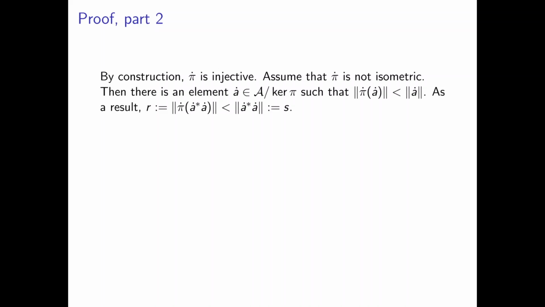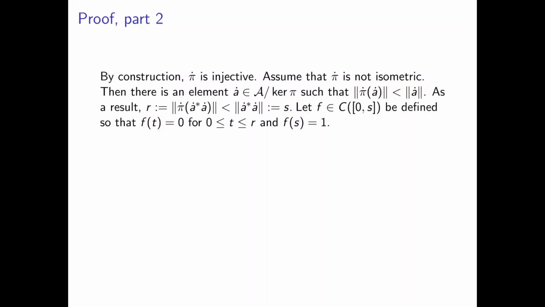And let us now assume that it's not isometric. Then there must be an element a in this quotient such that the norm of pi of a is strictly less than the norm of a. And as a result, we have some number r, which is the norm of pi of a star a, which has to be strictly less than the norm of a star a, which we call s here. And note that these are of course positive numbers as well, because otherwise this would make no sense whatsoever.